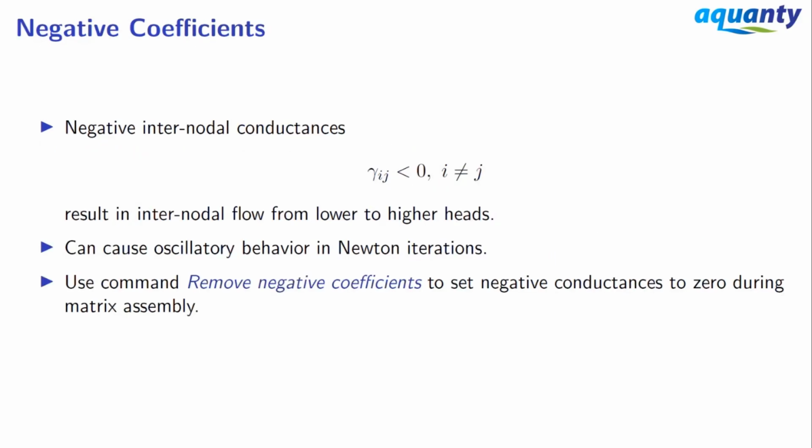During the Jacobian matrix construction, negative internodal conductances may result in internodal flow from lower to higher heads, and this can cause oscillatory behavior in Newton iterations. So we recommend using the command remove negative coefficients to set those to 0 during the matrix assembly, and that will typically improve the stability of your simulations.